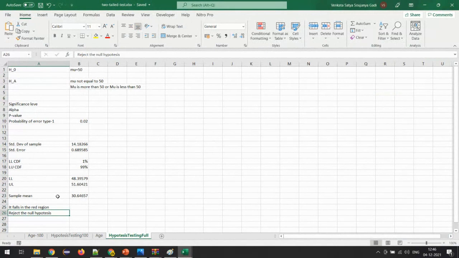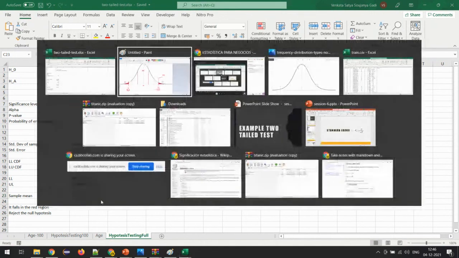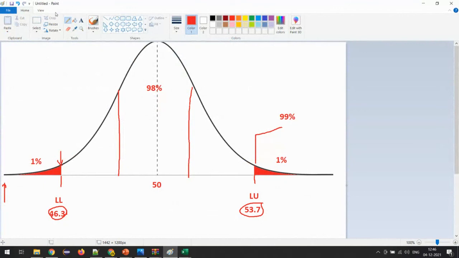For example, in this case the sample mean was, I don't know, 52, because it is bigger than 48, so it's in the white region. No, 52 is not in the white region. I'll explain to you. Let me change these values. So let's say it was 49, which is in the white region. So if it is 49, then we fail to reject it.